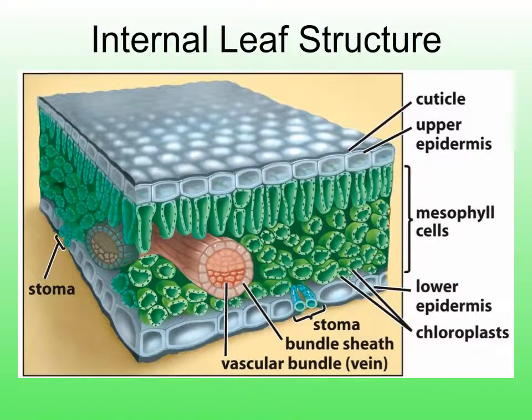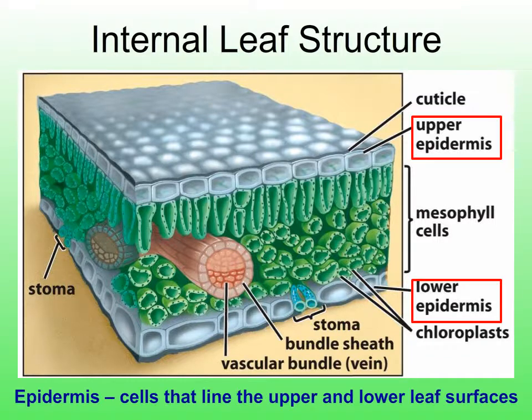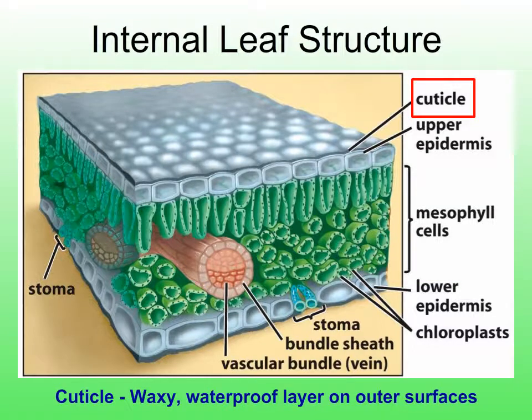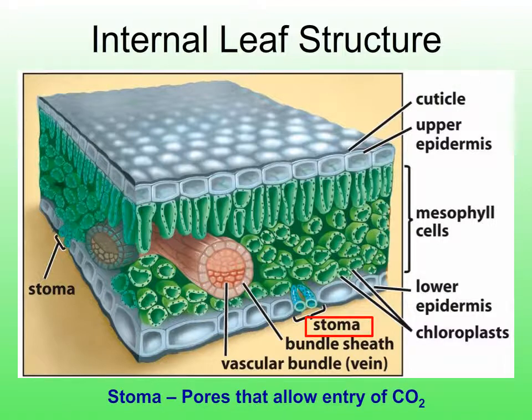Now we can see the anatomy of the leaf. This cross-section shows many important features. A layer of cells covers the leaf called the epidermis. The upper epidermis secretes a waxy cuticle to protect the leaf, while embedded within the lower epidermis are stomata, which are pores that allow the entry of carbon dioxide and the departure of oxygen from the leaf.